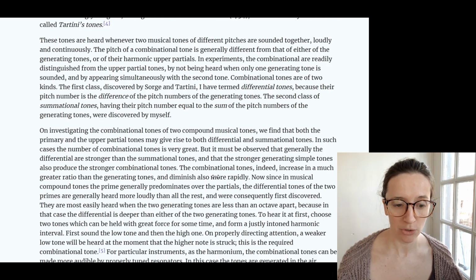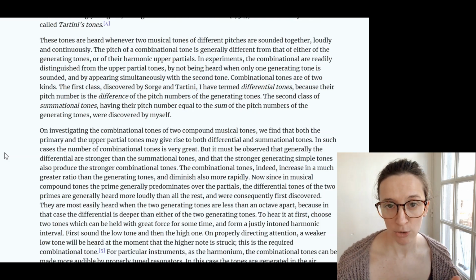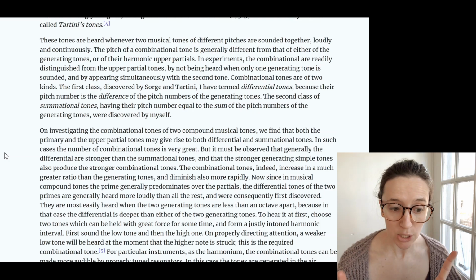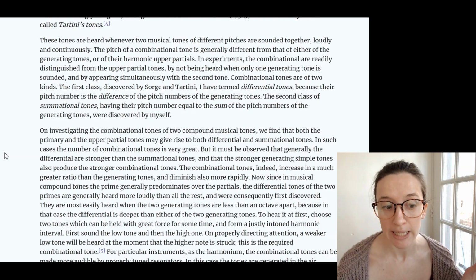The pitch of a combinational tone is generally different from that of either of the generating tones or of their upper harmonic partials. We know this from experiment. Unlike upper partials, the combinational tones are not heard when each of the generating tones is played individually. They only sound when both generating tones are played together.